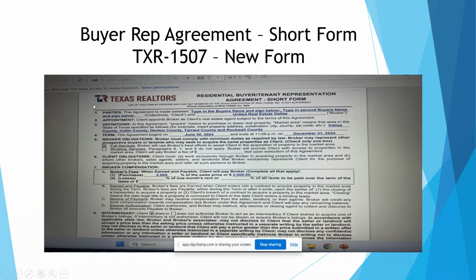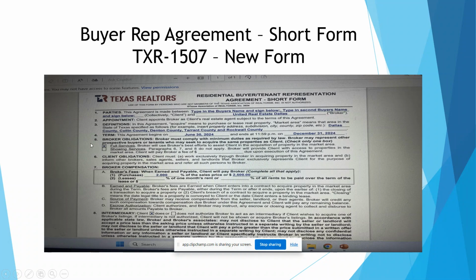This is called a short form. This is a brand new form created just for the lawsuit. It's called a short form because it's a one pager. And reading through it, you can see the parties: type in the name of the buyers and sign below, type in the second buyer's name. We're United Real Estate. Appointment, definitions. Where will we show homes? This could be one specific property. In my example, I put Dallas County, Collin County, Denton, Tarrant, Rockwall County. But feel free to say the state of Texas, or you can say 123 Main Street, Dallas, Texas, 75240. The term begins June 30th, ends December 31st.